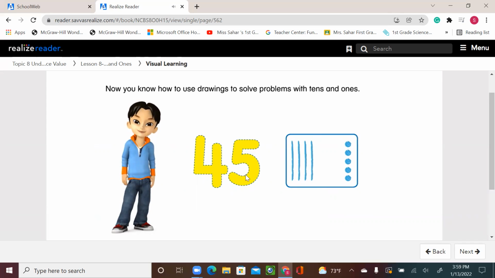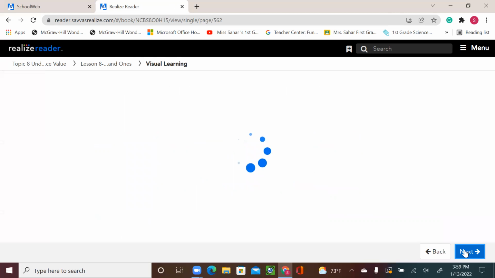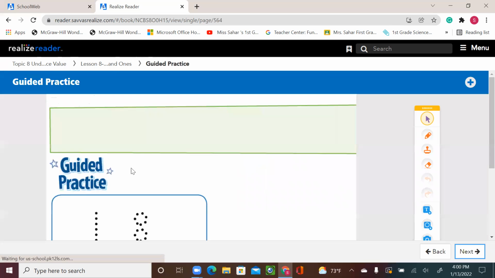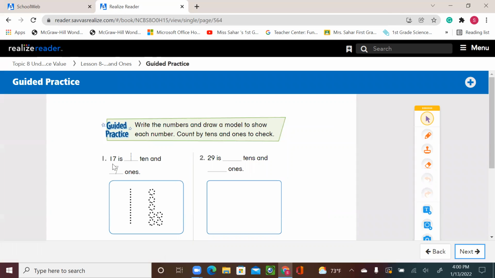And when we use a drawing, that makes it easy to read the numbers and easy to know how many tens and how many ones. So let's see the guided practice we have. In your book, page 342, write the numbers and draw a model to show each number. Count by tens and ones to check.